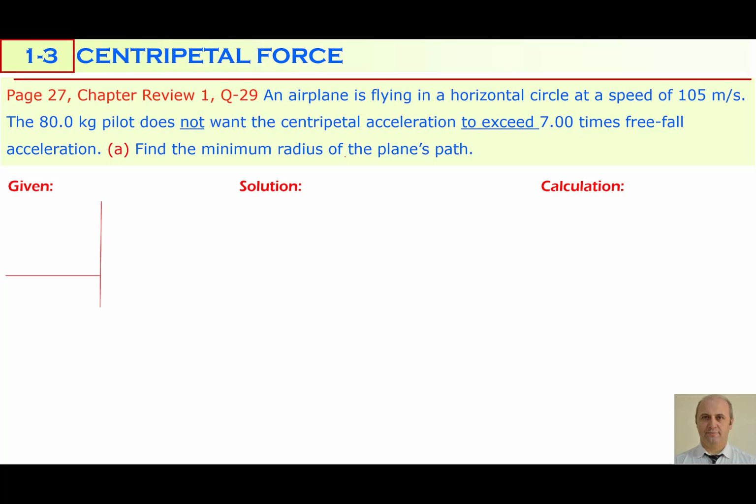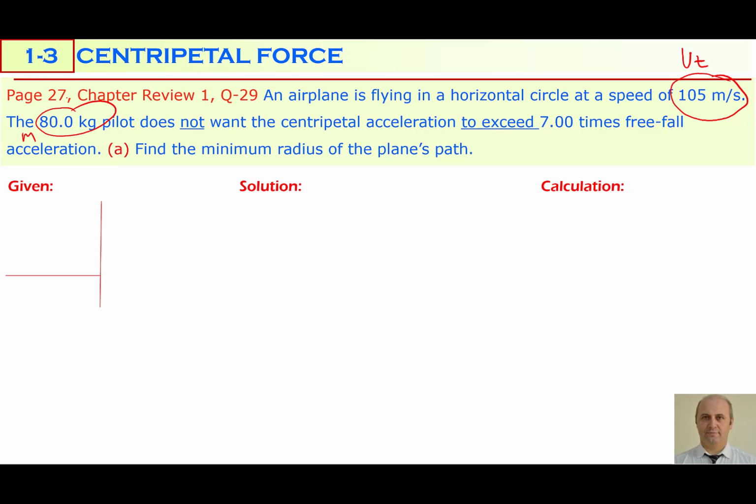It's this: an airplane is flying in a horizontal circle at a speed of 105 meters per second. This is the linear speed, and linear speed on a circular path is called, remember, tangential speed. The 80 kilogram pilot, so this is the mass of the pilot, m, does not want the centripetal acceleration to exceed 7 times free fall acceleration. So while the airplane is turning on a horizontal circle, of course, the pilot is also moving on that circular path, and as it's turning, its body experiences centripetal acceleration, as every object does while turning on a circular path.